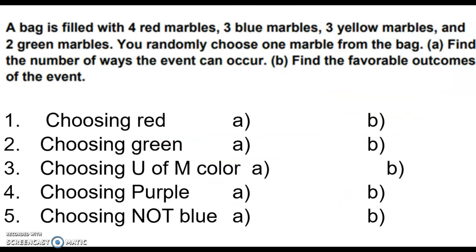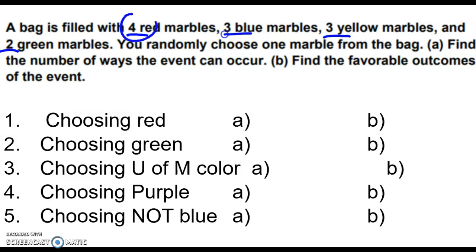Okay, so the next question here says you have a bag filled with 4 red, 3 blue, 3 yellow, and 2 green marbles. Okay, cool. You randomly choose 1 marble from the bag. So you're not looking, you're just reaching in and picking one. And find the number of ways each of these events can occur, and then find the favorable outcomes for that event, okay? So the first one says choosing red.